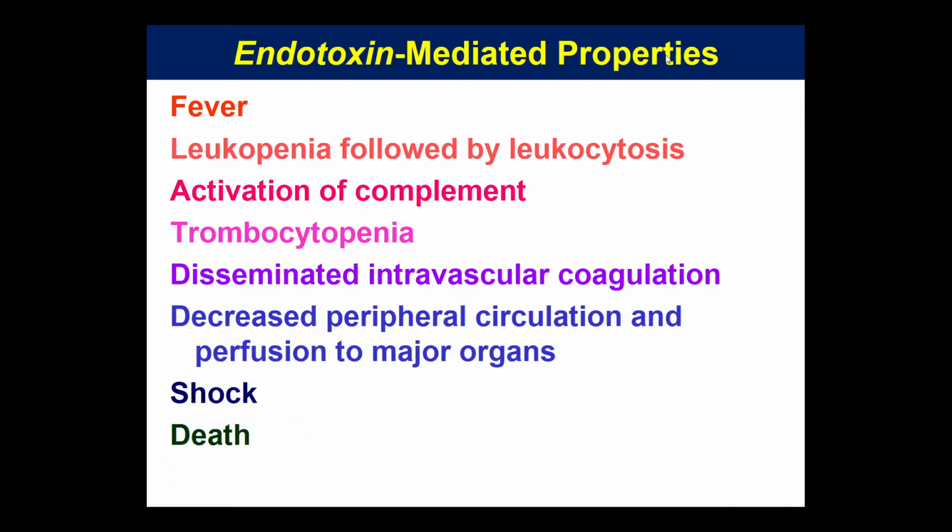Endotoxin-mediated clinical properties: fever, leukopenia followed by leukocytosis, activation of complement, which is a protective immune protein system, thrombopenia, disseminated intravascular coagulation, decreased peripheral circulation and perfusion of major organs, shock, which is a fall of blood pressure, that is followed by death.